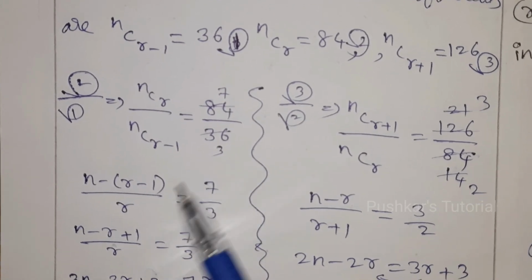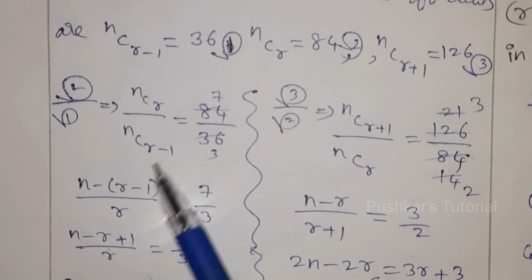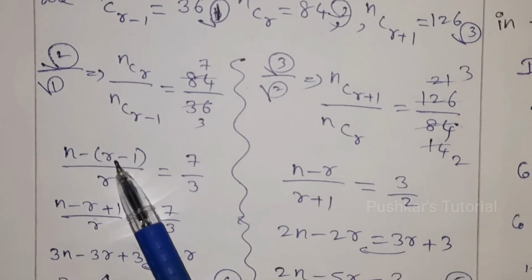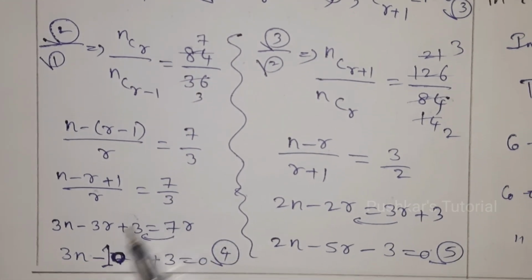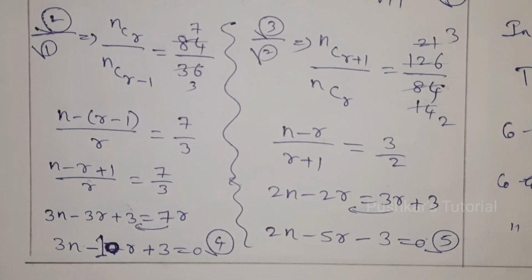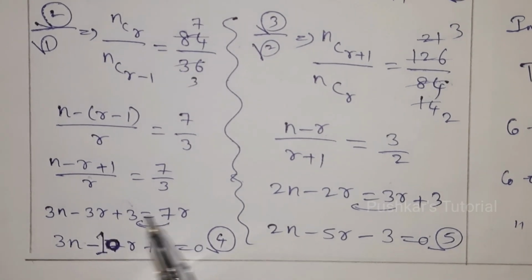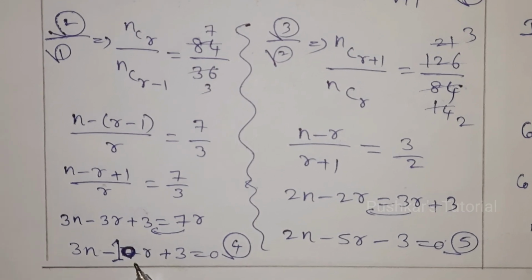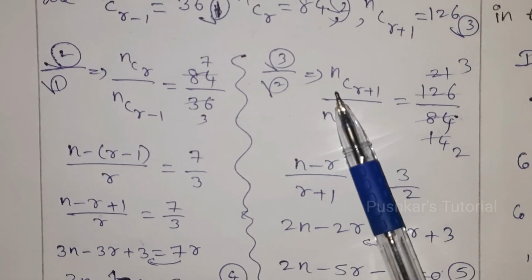On cancelling we get 7 by 3, and for n, the same formula with numerator and denominator swapped: (n minus r plus 1) by r. Cross multiplication gives 3n minus 3r plus 3 equals 7r. Take all the terms to one side: minus 3r comes to the left side, minus 3r minus 7r is minus 10r. Keep this as equation number 4.